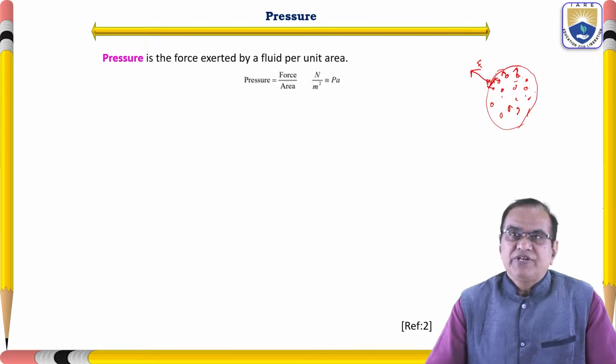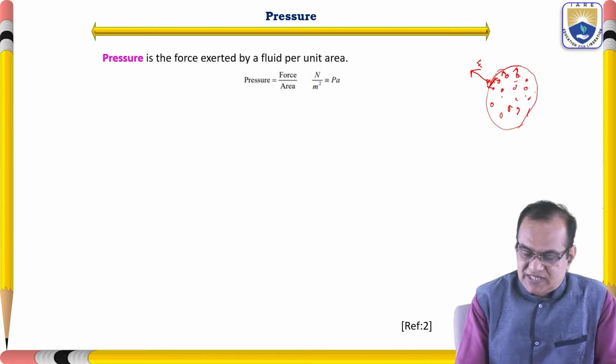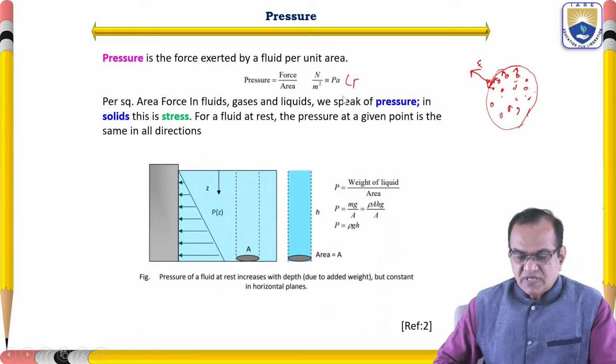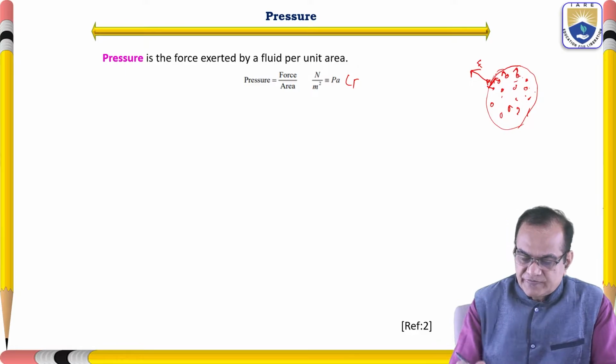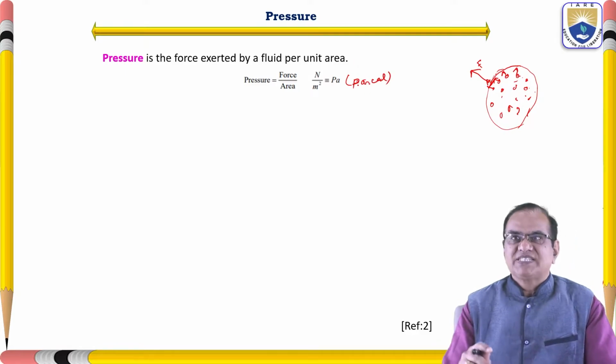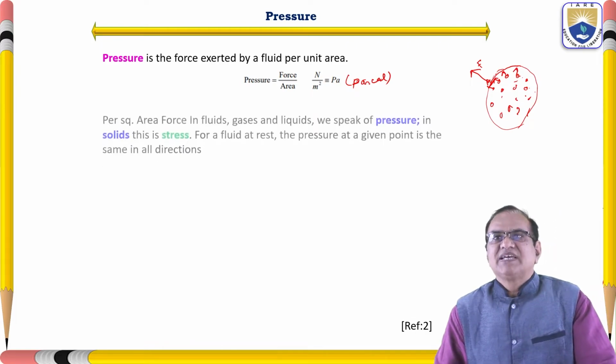The unit of force is Newton, and area is meter square. Newton per meter square is called the Pascal. The unit of this thing is Pascal. So we have to see that Pascal is the name of a scientist. By his name this unit has come.